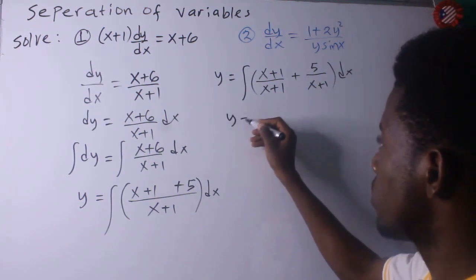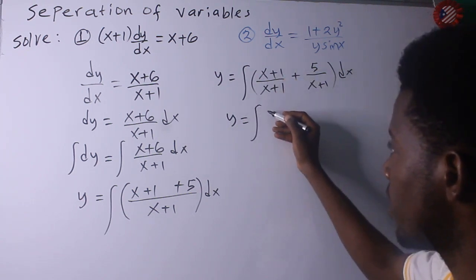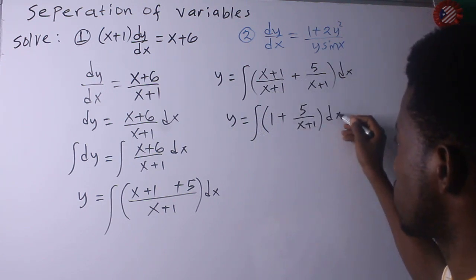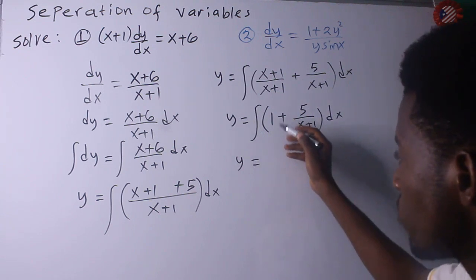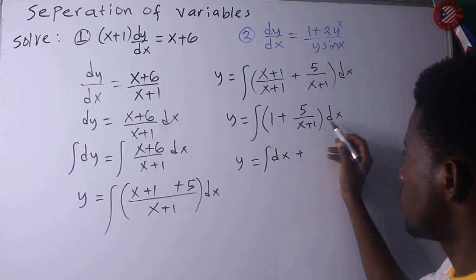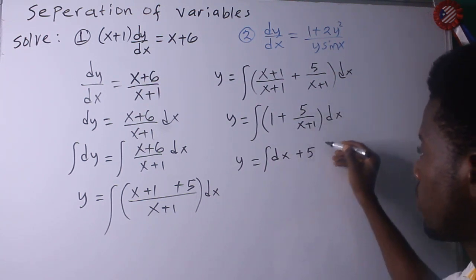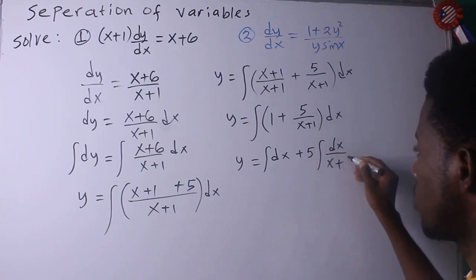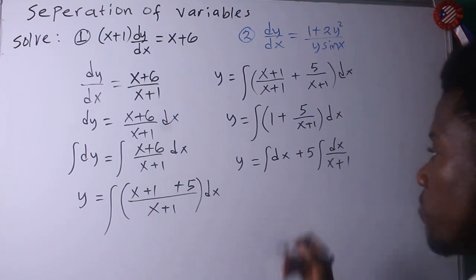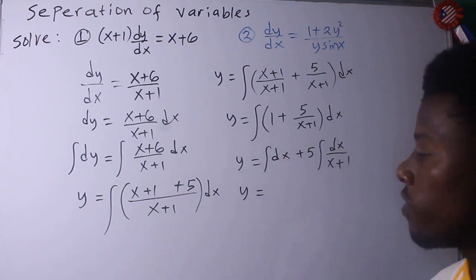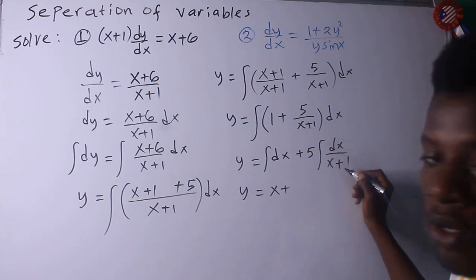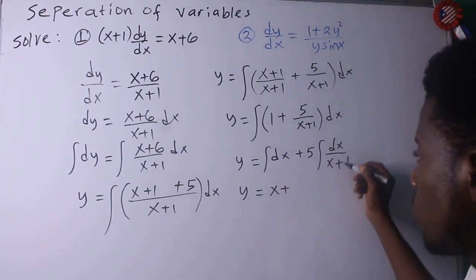Once you do that, you have y is equal to the integral of (x + 1)/(x + 1), which is just 1, plus 5/(x + 1), and you have a dx. If you separate the integral, you have the integral of 1 times dx, which is dx, plus 5 times the integral of dx/(x + 1). And once we achieve that, we can proceed to integrate. So y is equal to the integral of dx, which is just x, plus the integral of dx/(x + 1), because when we differentiate x + 1, we get dx.